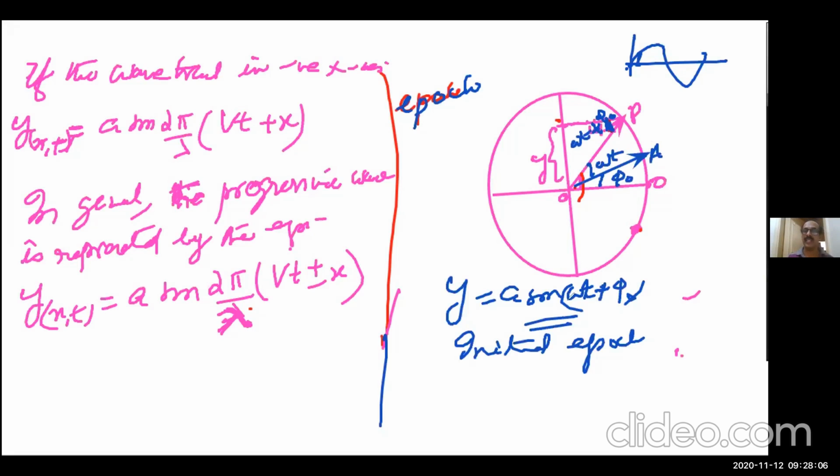So in general, we can write y is equal to a sine (omega t plus or minus phi naught). So here also we can add it, plus or minus phi naught. This is called the initial epoch, that phi naught.